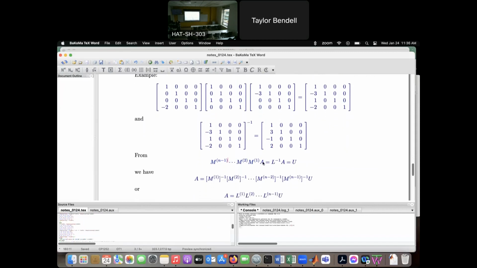then, okay. So I have all these matrices times A is equal to U. But all these matrices, these M's, they're invertible. So what I can do is I can move them to the other side. So another way of looking at this is A is equal to the product of the inverses of all of these M matrices times U.